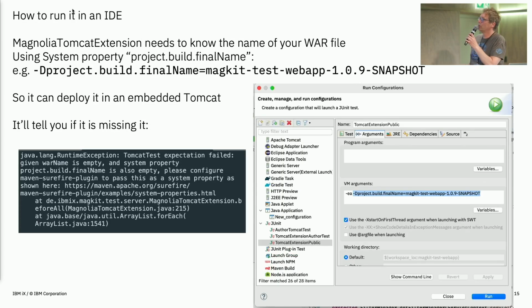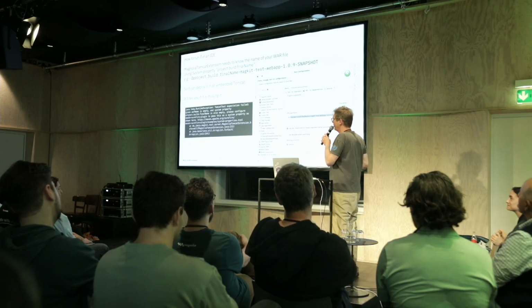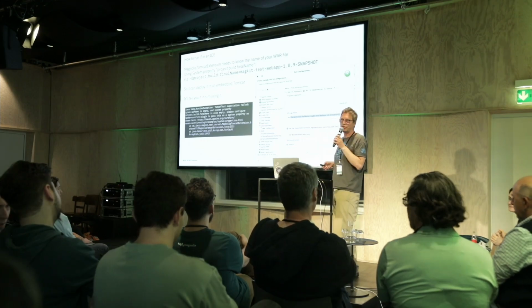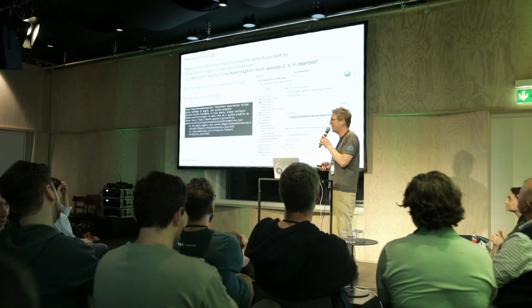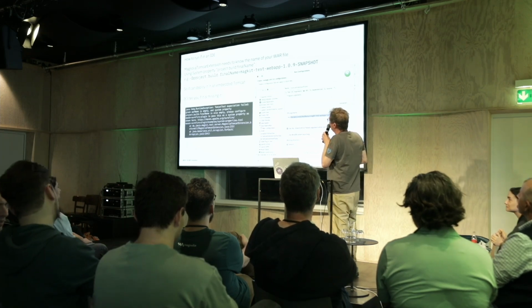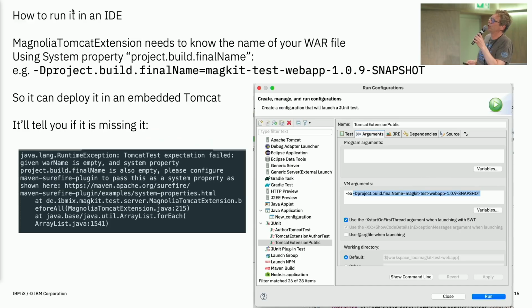You can also run it in your IDE. This is an example for Eclipse. It needs to know the name of your web app, because at least I don't know of any way to automatically determine this, because maybe it's buried in your Maven POM XML somewhere. And this is how you provide the name to the Tomcat extension.